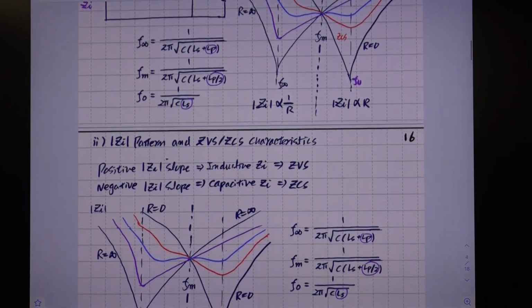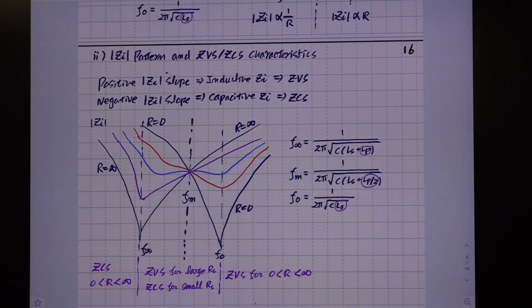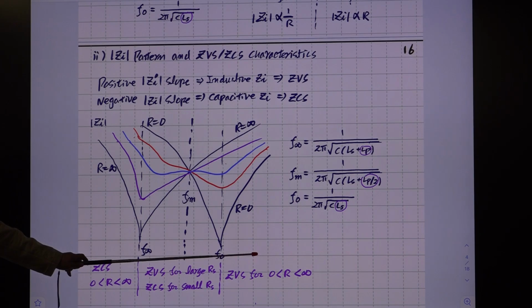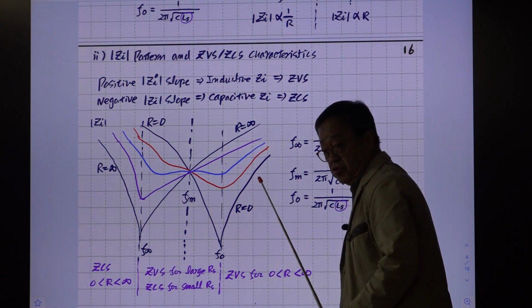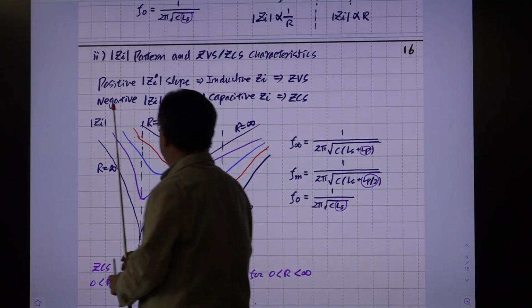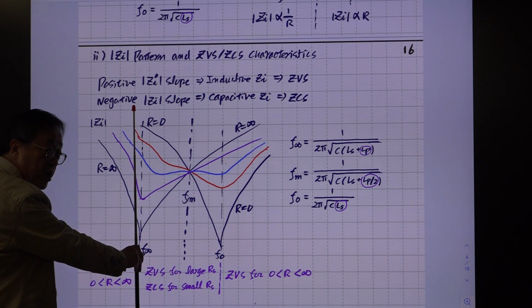And I already said this. So, from the GI pattern and the GVS, GCS characteristics: a positive slope of the GI magnitude indicates that you are in the GVS region, and a negative slope means you are in GCS. So from this sketch of GI, for all cases, from 0 resistance to infinite resistance, and from very low frequency to very high frequencies: if the switching frequency is above this F naught, then you have GVS switching. If the switching frequency is below this F infinity, you are in GCS switching all the time.